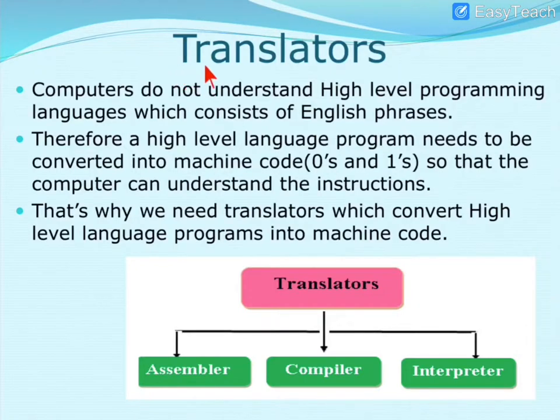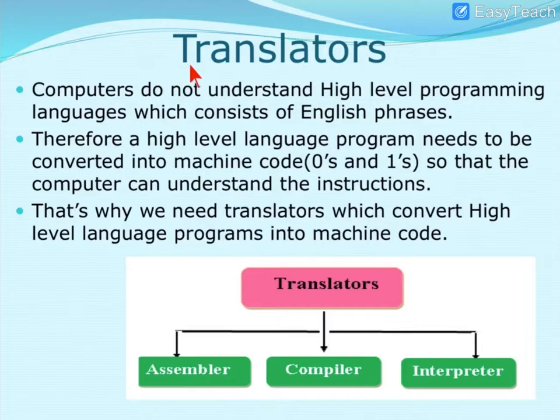First, this is the category that we are going to study about today: translators. Now, what are translators? Translators are actually programs that convert the assembly programs or the high level language programs into the machine code. As we have studied before, computers do not understand high level programs, and these high level programs need to be converted into machine codes, binary codes, a series of zeros and ones, and every program needs to be converted into this machine code, and computers only understand this machine code.